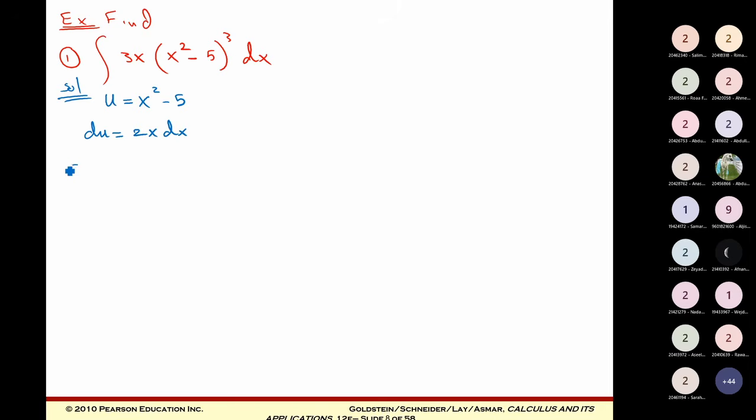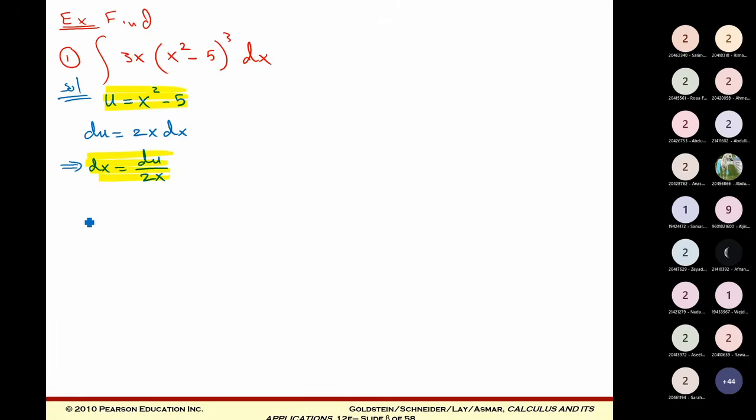What's the value of dx? The value of dx equals du over 2x. So this is very important: the value of u and dx, we must substitute in the integration.